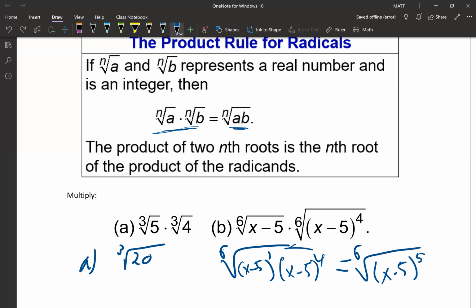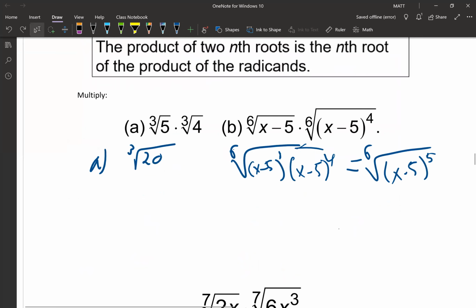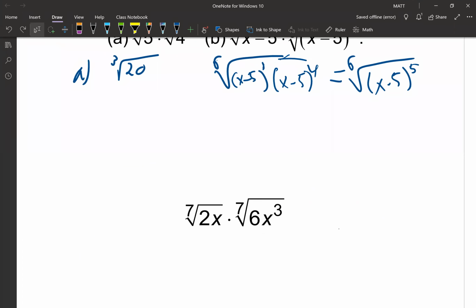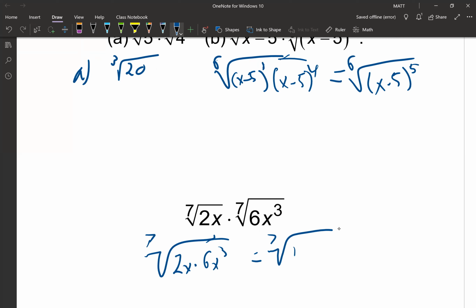Okay. All right, so we'll move on here. So if I take my next one, they have the same radical. They're both to the 7th root. So that means I can multiply these together. So I can take the 7th root of 2x multiplied by 6x to the 3rd. I'm taking the 7th root. And that's just equal to, well, 2 times 6 is 12. So I'm still under the 7th root. Well, this is 12. We have x and x to the 3rd. That's x to the 4th.